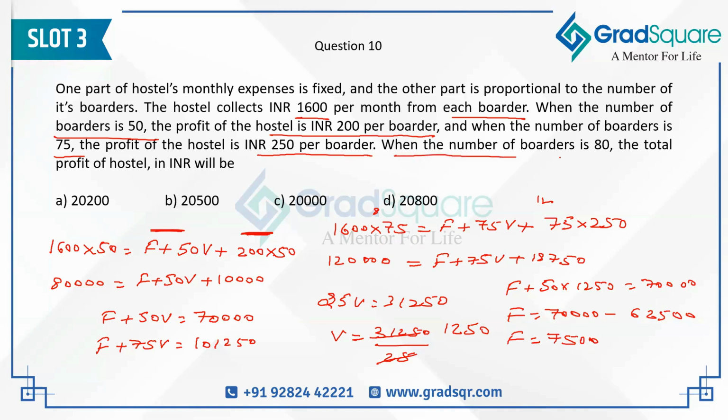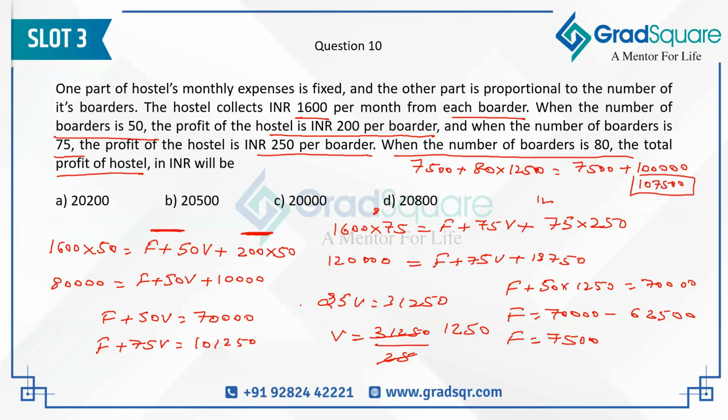When the number of boarders is 80, what is the total profit of the hostel? The number of boarders is 80, your fixed cost is 7,500 and your variable cost is 1,250. So what are we going to generate? 7,500 is the fixed cost plus 80 times 1250, correct? So 7,500 is what we have, and 125 into 8 is what you are looking at. That is going to be equal to 1,000 and 00 again. So what you are getting over here is 1,07,500 as your total cost, right?